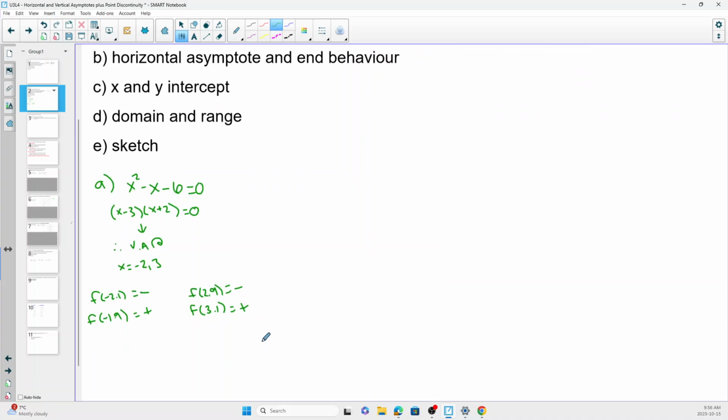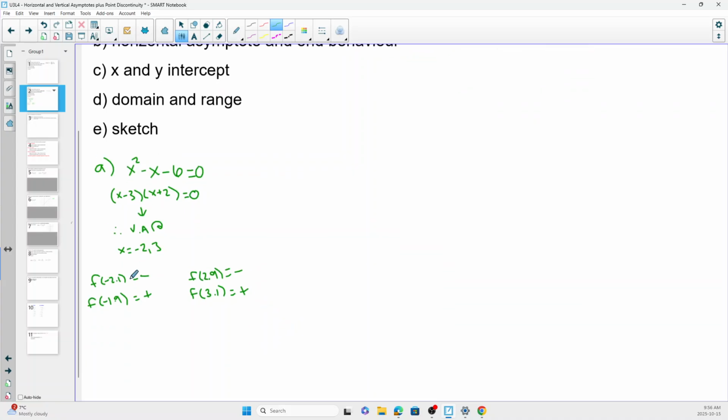So now what we could conclude, we could say, as x approaches -2 from the left, f at x is approaching negative infinity. As x approaches -2 from the right, f at x is approaching positive infinity.